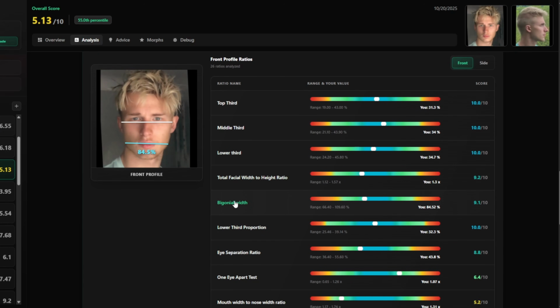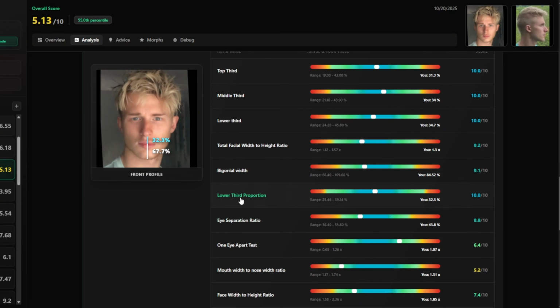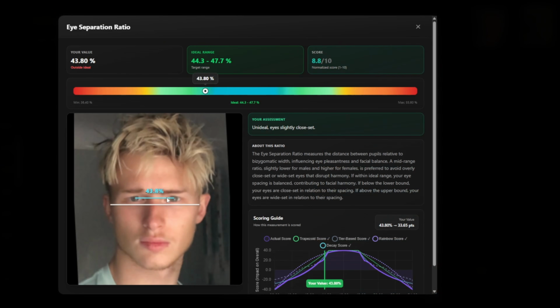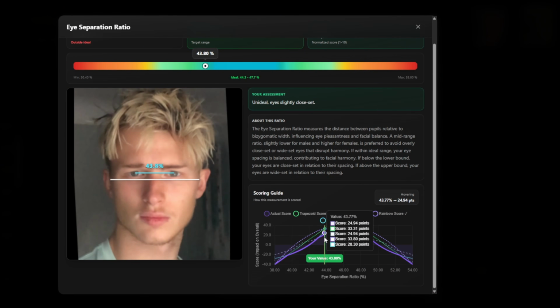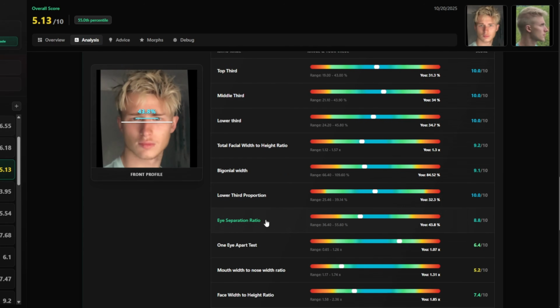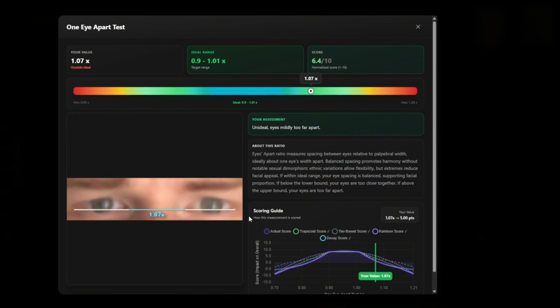Good jaw width. You can see here, lower third proportion, pretty harmonious. That's the upper portion of his jaw relative to the lower. His eye spacing is a little bit close set here. You can see that he gets deducted maybe like 20, 25% of the points or so from 40. So yeah, like 26, 27%. It could be a little bit more wide set in terms of eye spacing. One eye apart test is a little bit outside of ideal, but nothing crazy.